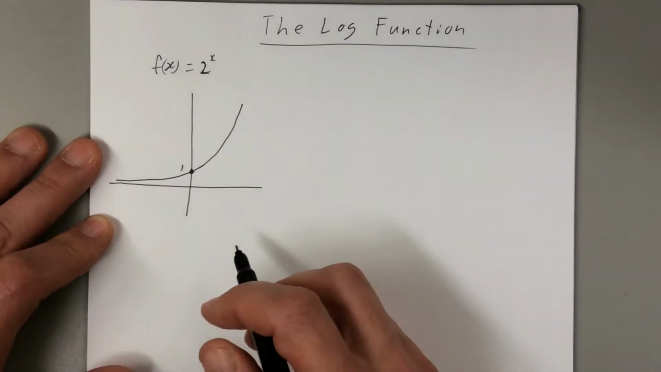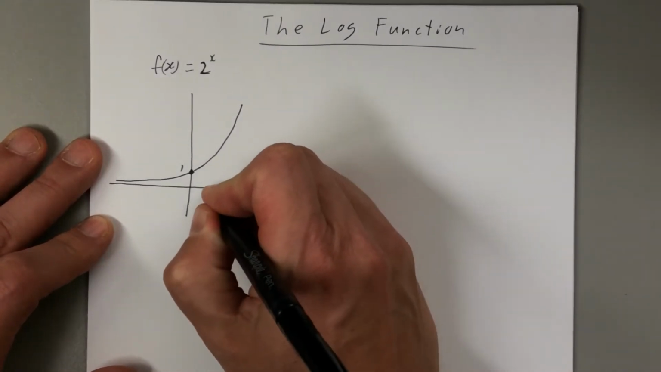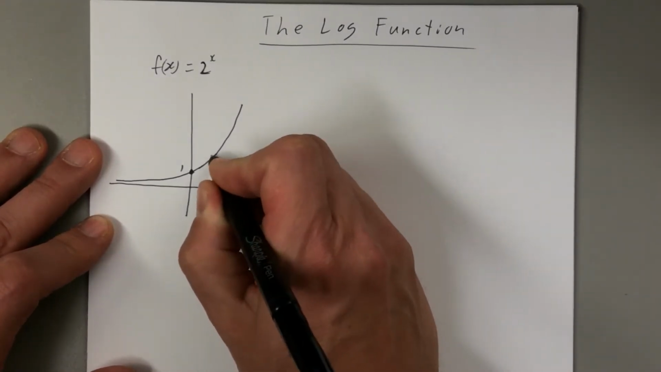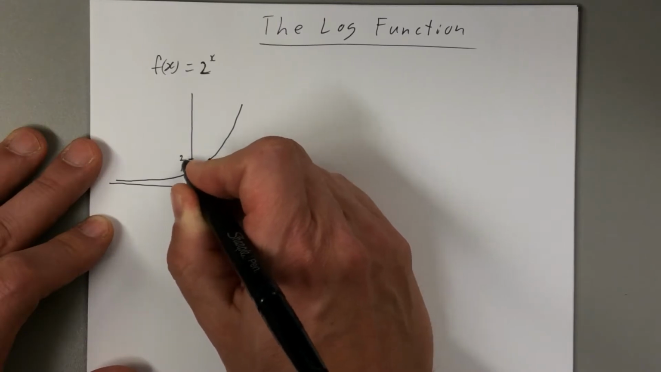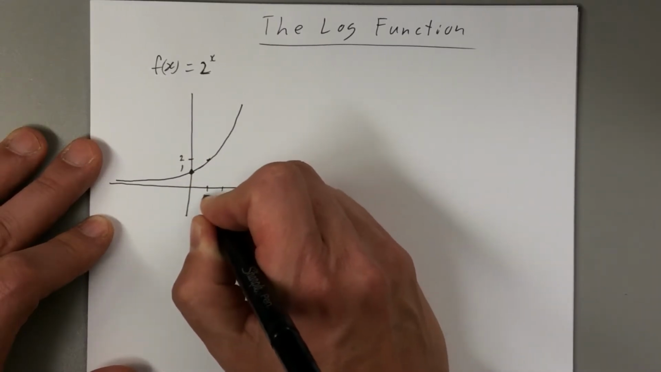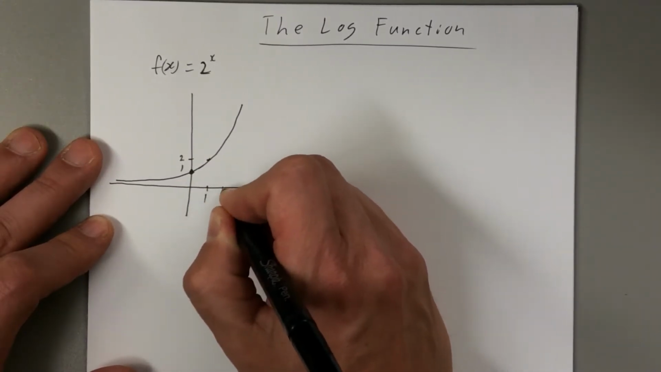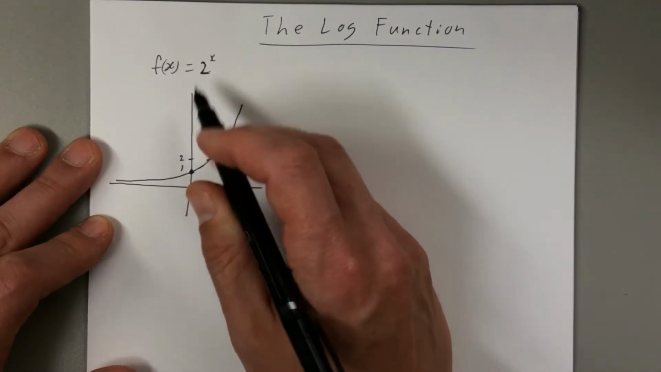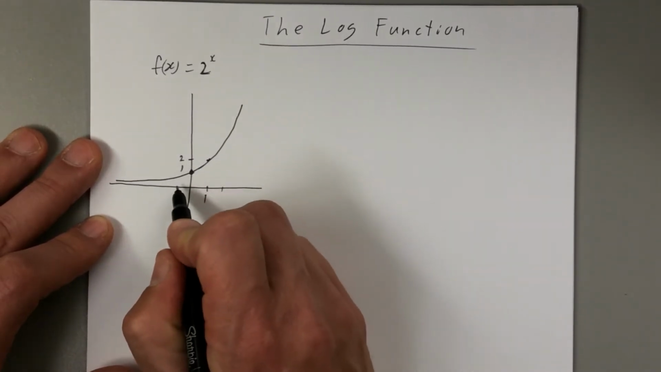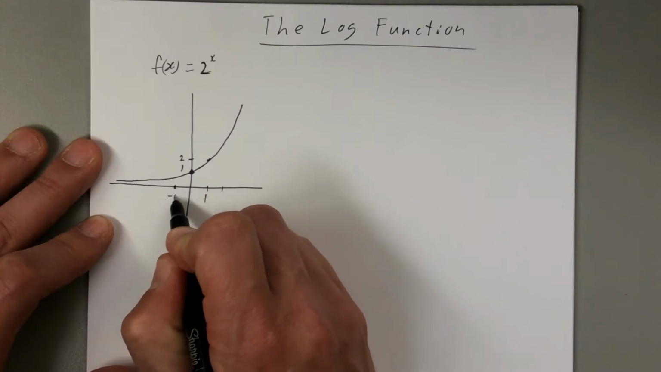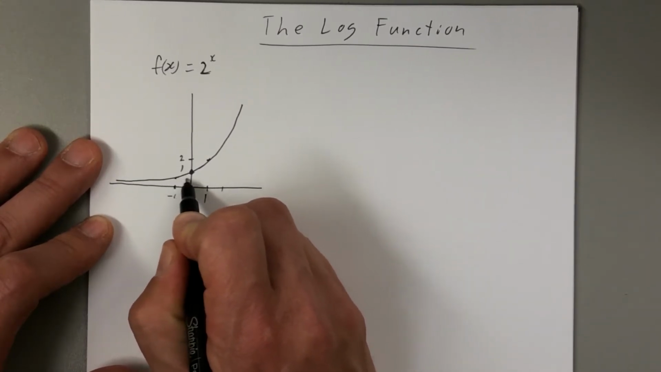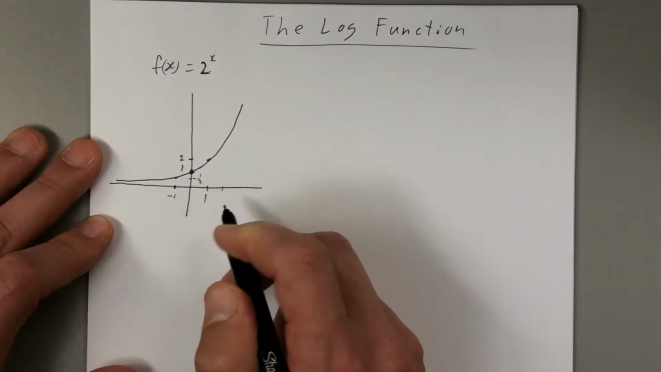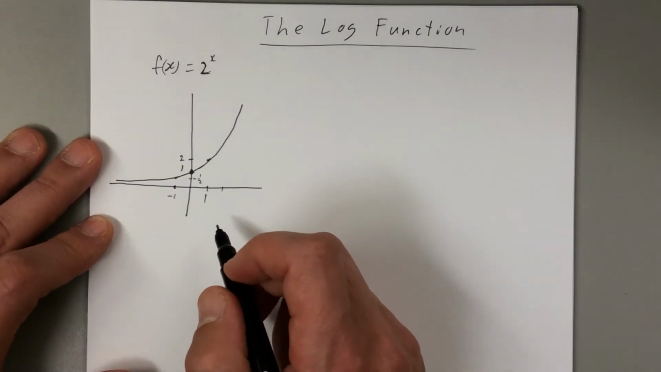So 2 to the x, and f of 1 is 2, and so on. F of 2 is going to be 4, because 2 to the 2 is 4. F of negative 1 is 1/2, and so on. So that's 2 to the x.